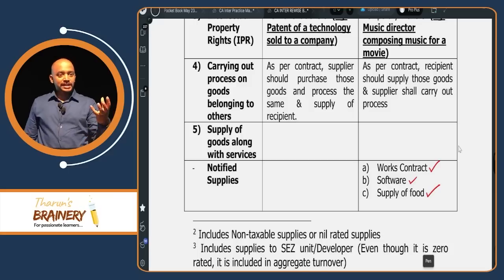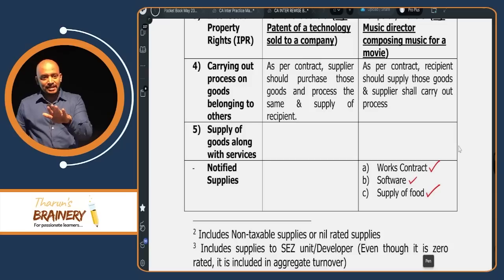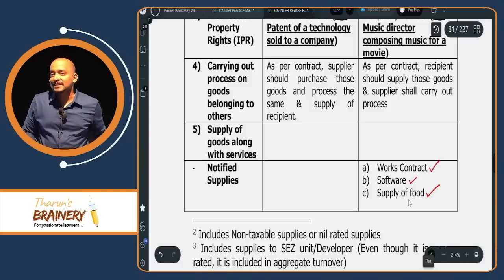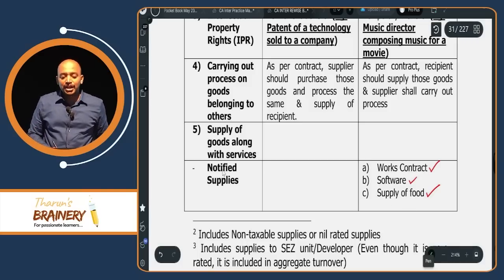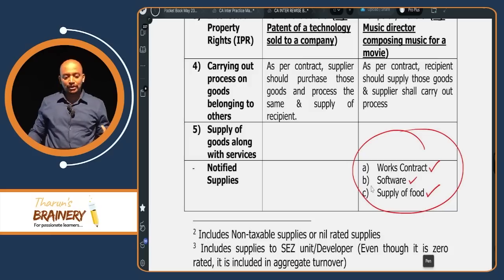Food. Whatever is the materials used in the food is the goods element, and cooking is the service element. Even though food contains both a goods element as well as a service element, it will always be treated as supply of service. What are the three notified supplies that involve both goods and service which will always be treated as service? Works contract, software and supply of food.